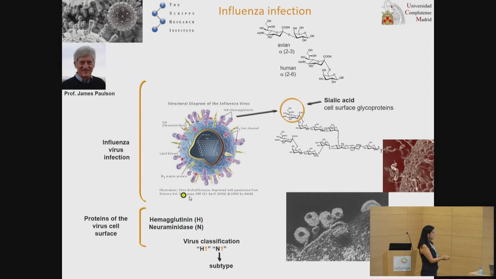This is the scheme of the virus. There are two proteins at the surface of the virus. One is neuraminidase, which is involved in viral release after infection, and there is another one called hemagglutinin, which is the one that we are studying, involved in the recognition of this sialic acid. And this molecular recognition event is the first step in the infection.